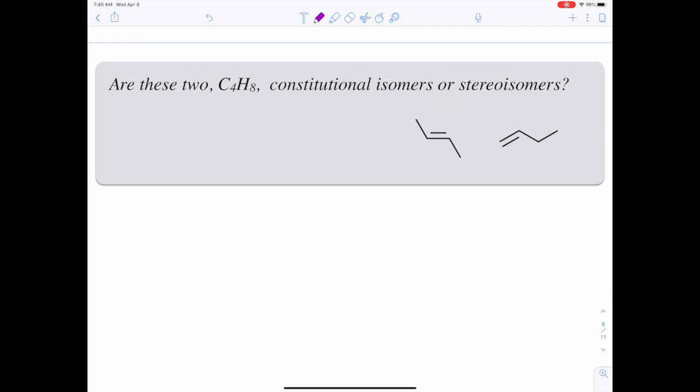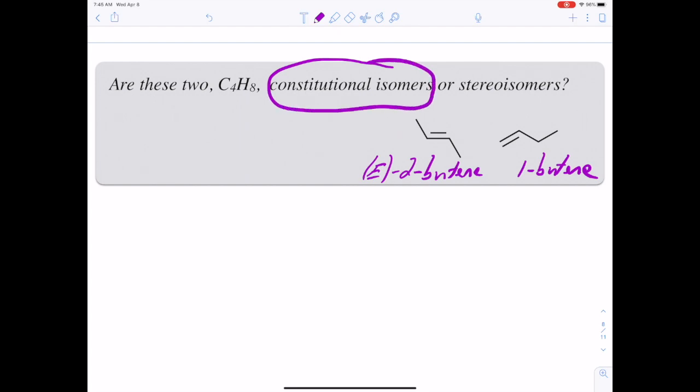Now here we have two alkenes. One is E-2-butene, and the other is 1-butene. They are not stereoisomers of one another. The location of the double bond is in a different place for each molecule. So these are constitutional isomers.